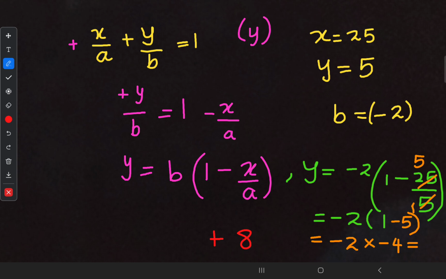What we did here, this is not like our previous question. Try to understand the difference. Here 25 and 5 can be simplified: 1 fives are 5, 5 fives are 25. Then 1 minus 5 will become negative 4. Negative 2 into negative 4, negative into negative is positive, 4 twos are 8.